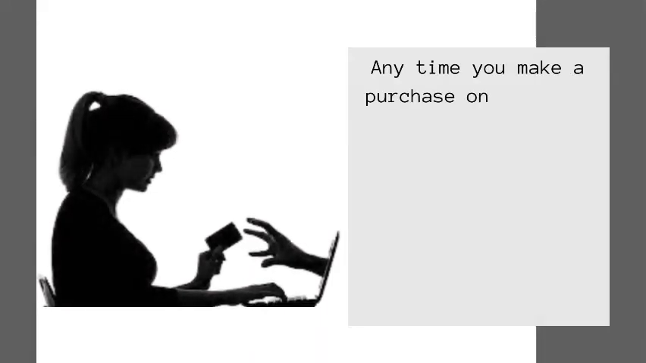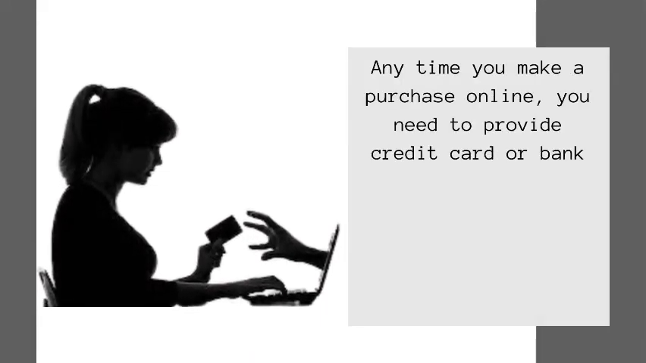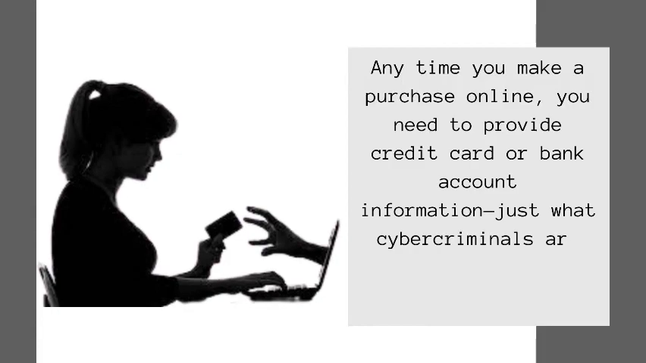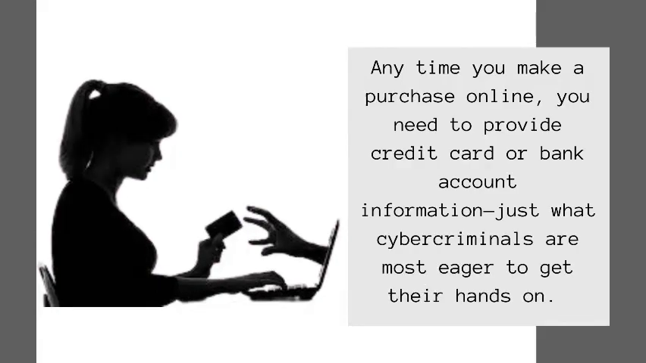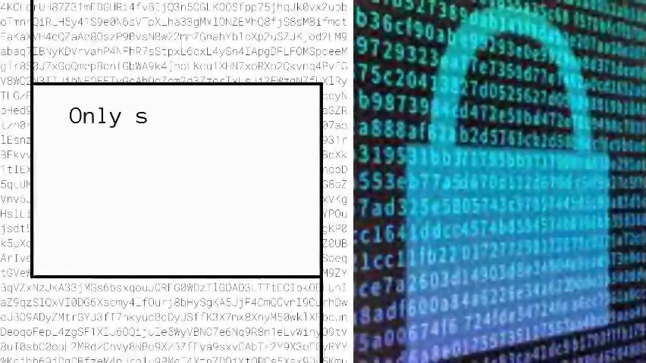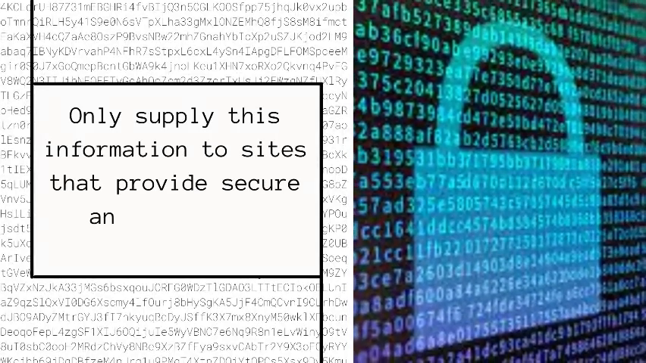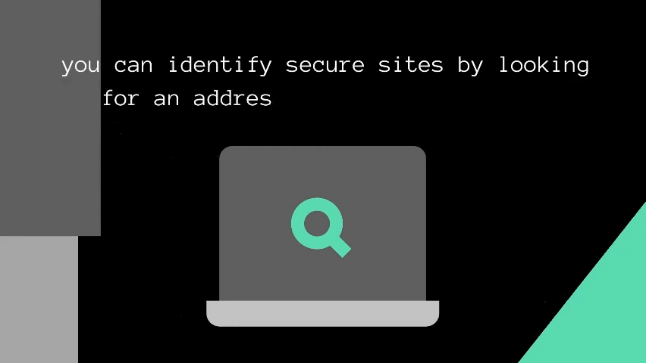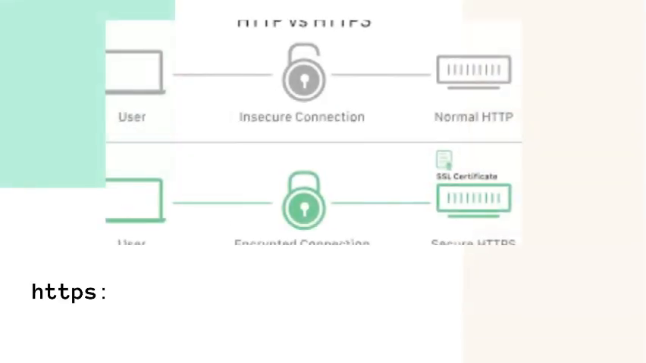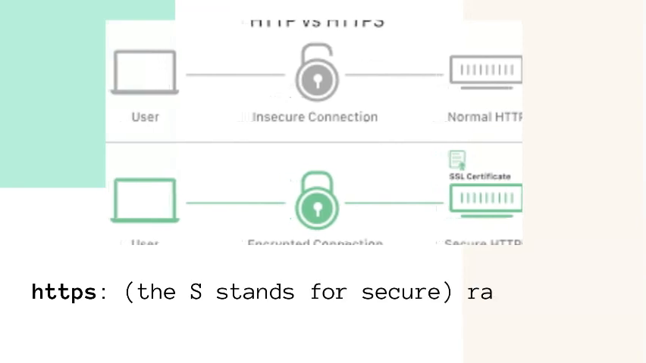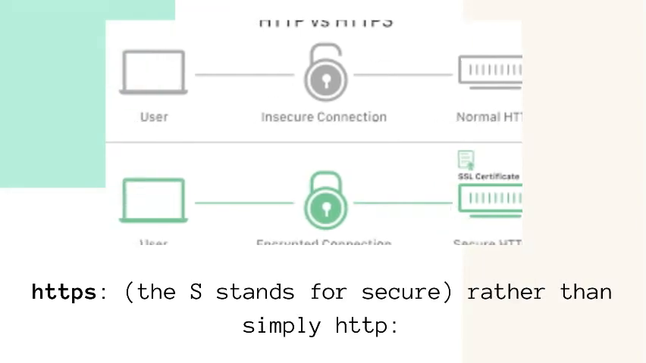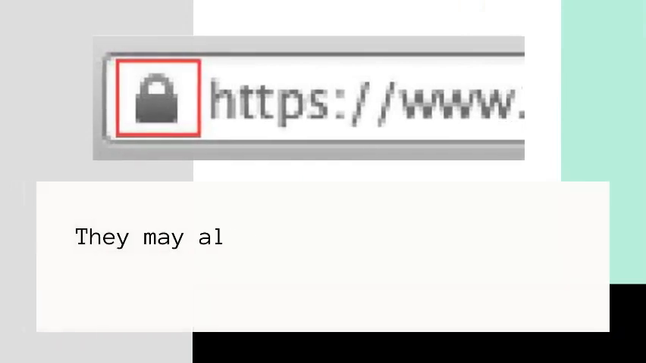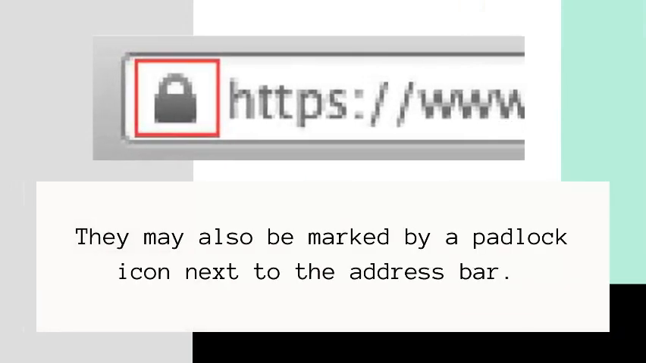Anytime you make a purchase online, you need to provide credit card or bank account information, just what cyber criminals are most eager to get their hands on. Only supply this information to sites that provide secure and encrypted connections. You can identify secure sites by looking at the address that starts with HTTPS. The S stands for secure, rather than simply HTTP. They may also be marked by a padlock icon next to the address bar.